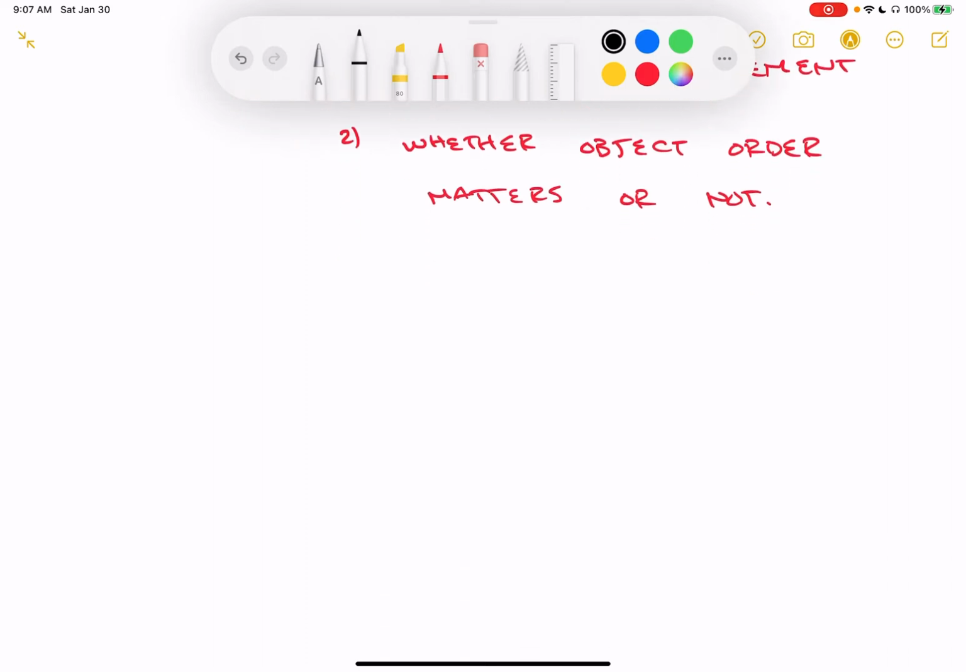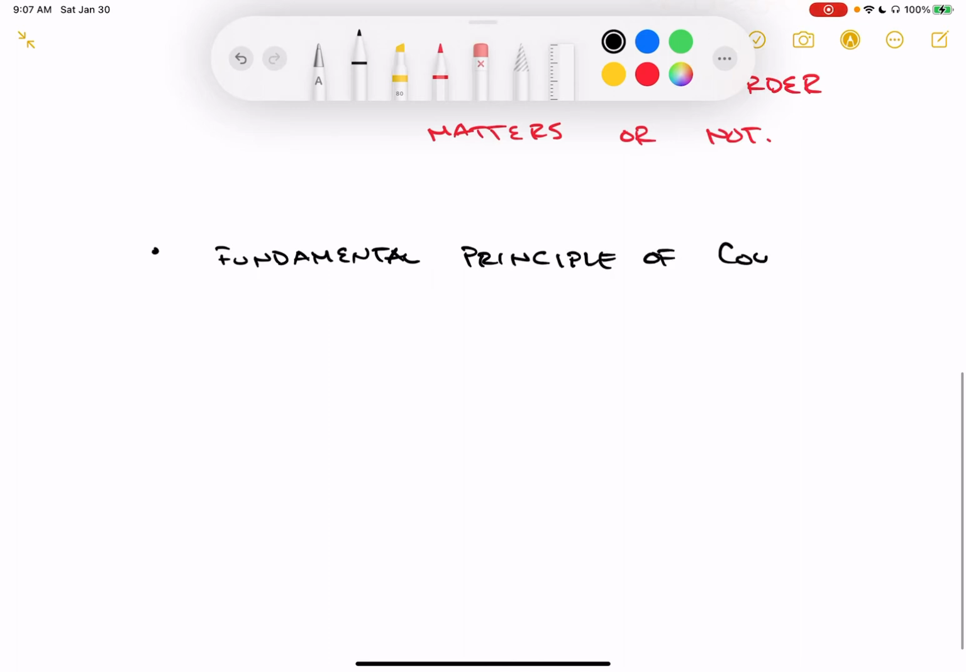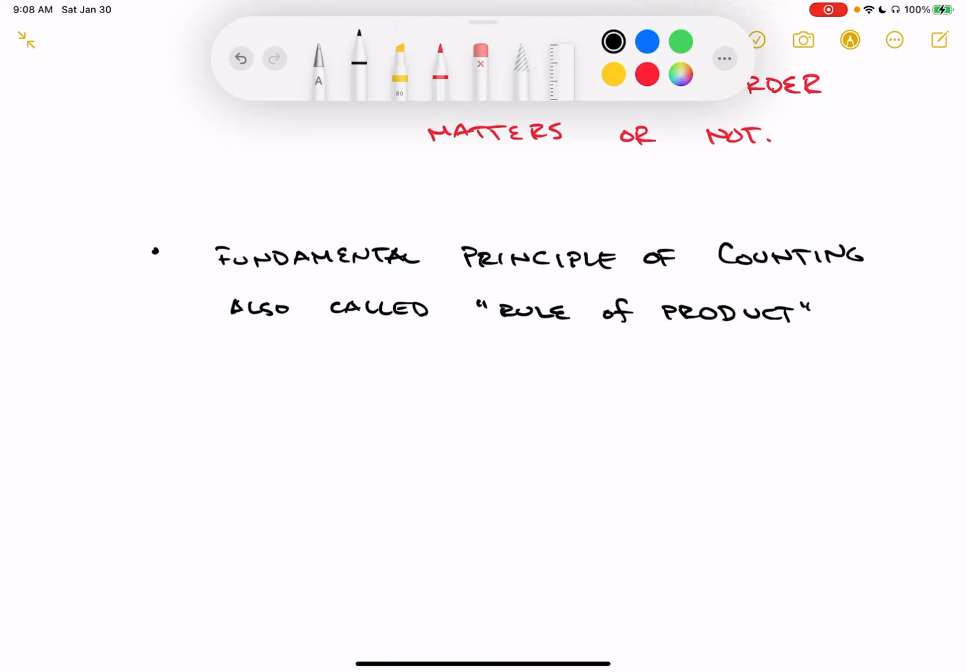So let's just jump right into it. Let's start looking at some different ways of counting things. We'll start out with one of the simplest ones. This is the fundamental principle of counting. So one of the most basic rules. It's also called the rule of product, and it will become obvious in just a second why they call it that.